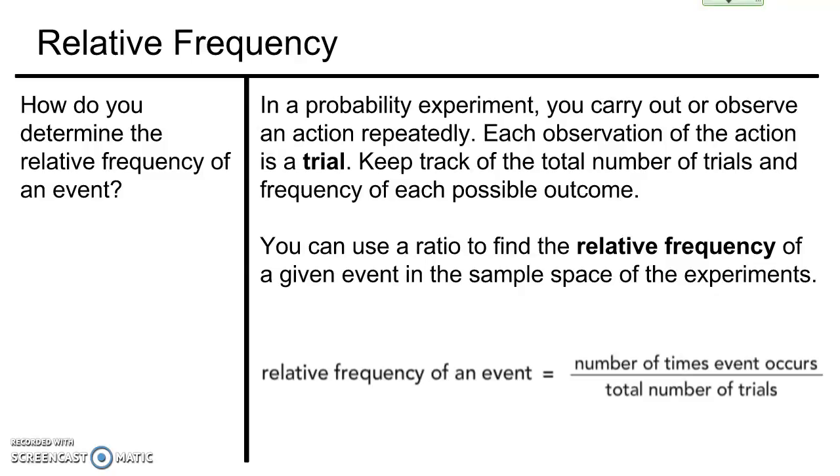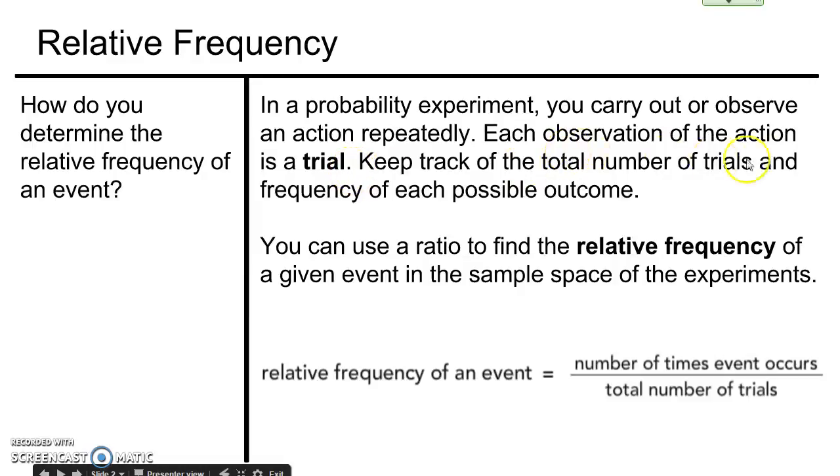All right, the first thing that you need to copy into your notes is everything on the screen. And I'm pretty sure this is all the notes for today, okay? How do you determine the relative frequency of an event? That's our question. In a probability experiment, you carry out or observe an action repeatedly. Each observation of the action is a trial.